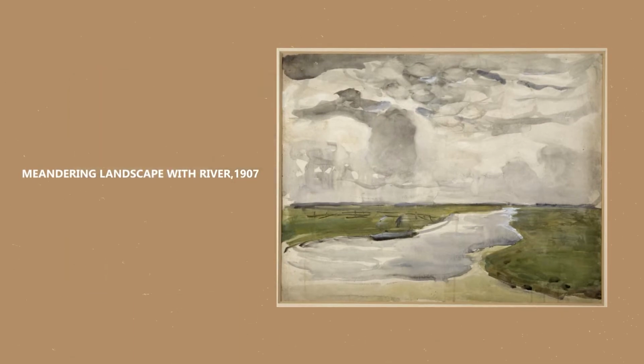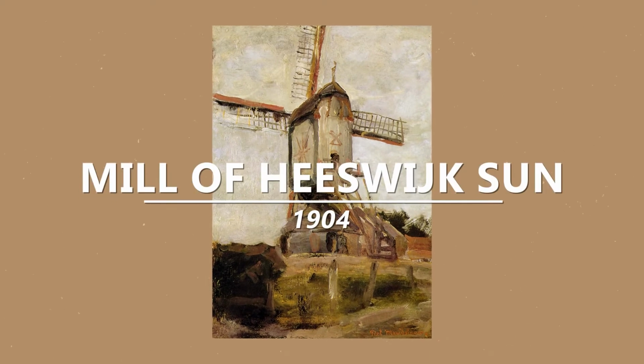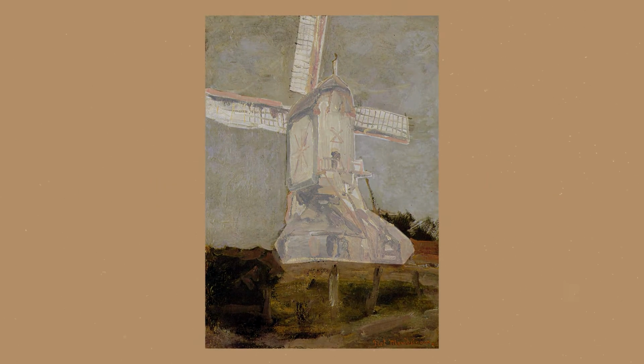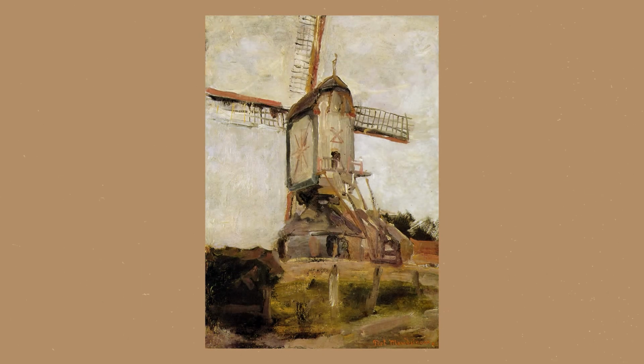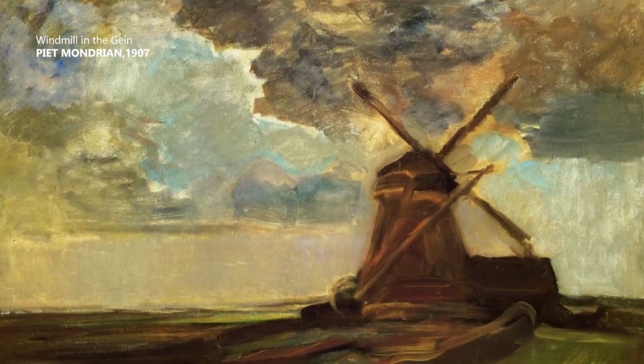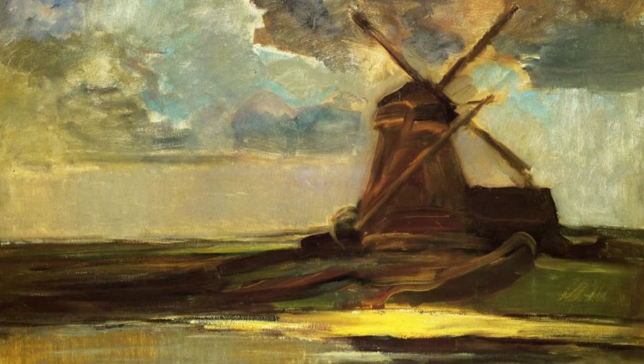We can see this transformation especially in his mill paintings. In 1904's Mill of Heeswijk Sun, Mondrian uses naturalistic colors to paint a traditional subject, a mill, but we can already see the influence of the Impressionists in his thick, fast brushwork. A few years later, in Windmill in the Fine, Mondrian gradually abandons naturalism in favor of a more expressive palette.